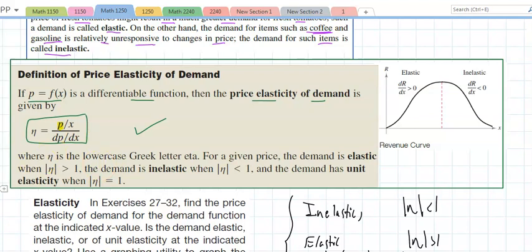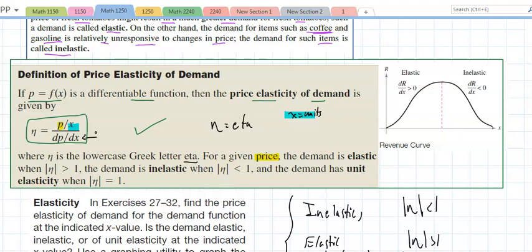By the way, this is the letter eta, Greek. This is the price. x is the number of units. Did they say that anywhere? No, they don't. Okay, we'll say that. Number of units. And this is the derivative of the price function with respect to x. Eta is the lowercase Greek letter.